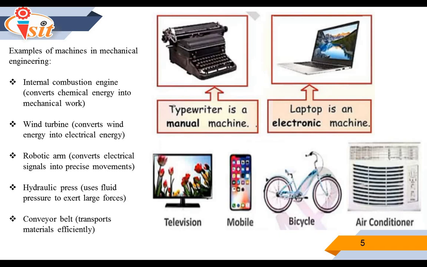And hydraulic press also uses the fluid pressure to exert large forces. And conveyor belt also transports materials efficiently. So these are also machines, that is combustion engine, wind turbine, robotic arm, hydraulic press and conveyor belts, which we are going to use in mechanical engineering. Also in this figure I have shown the television, mobile, bicycle, air conditioner. These are also machines, okay, which we use in daily routine life.